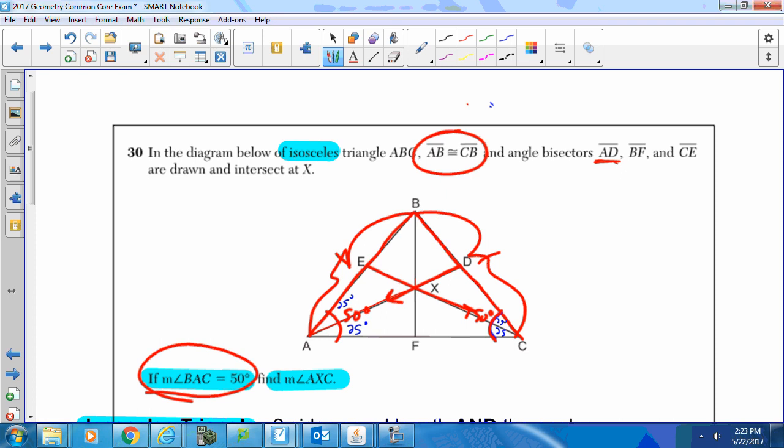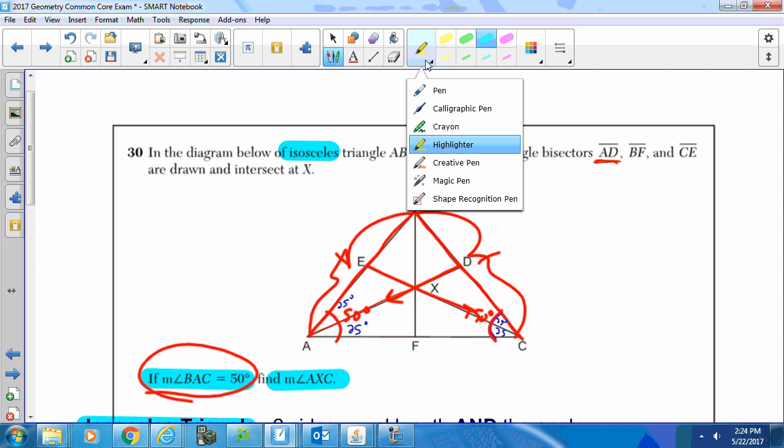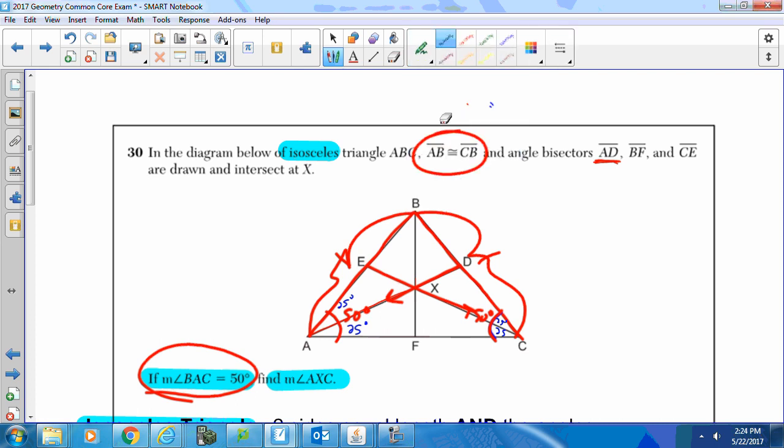Now, it says that side BF is an angle bisector, right? So a couple ways you can go here. And let's identify the angle we're looking for also, AXC. So AXC is going to be, let's see here, it's going to be this. That angle, that's what we're looking for.